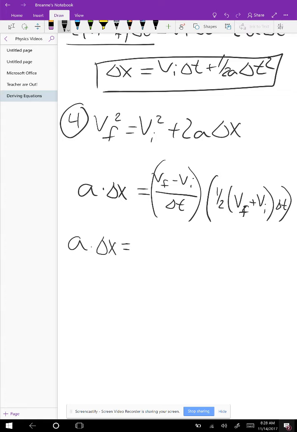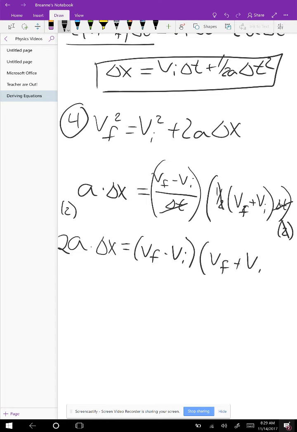your delta t's end up canceling, one on the bottom, one on top, and you can end up distributing your v finals and v initials. But before we do that, we want to get rid of this 1/2, so we're going to multiply 2 by both sides. It's 1/2, so we multiply that by 2, then we can go ahead and bring this out. We have v final times v initial, and we have v final plus v initial.